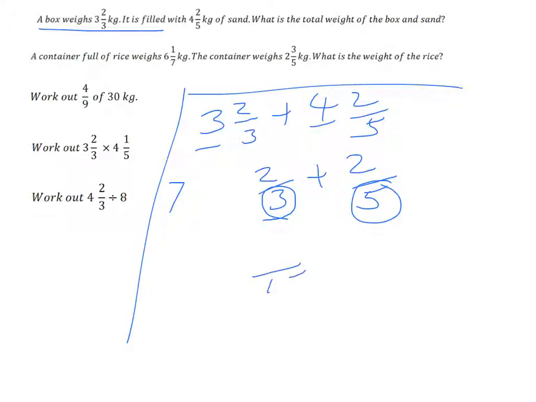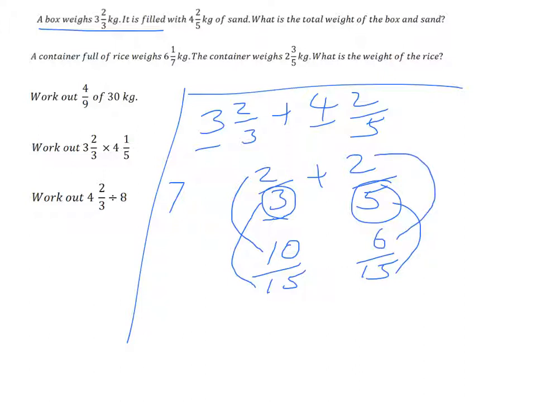So over 15, 3 times by 5 makes 15. So I've got to times 2 by 5 to give me 10. And 5 times 3 gives me 15. So I've got to times this by 3, which gives me 6. So I've got 10 over 15 plus 6 over 15, so I've got 16 over 15.